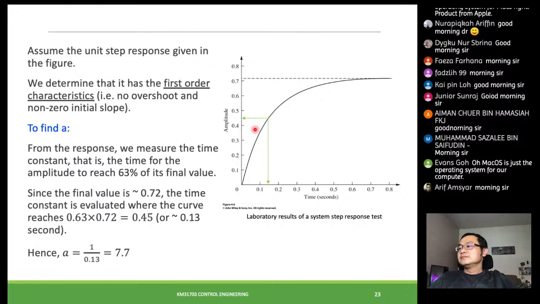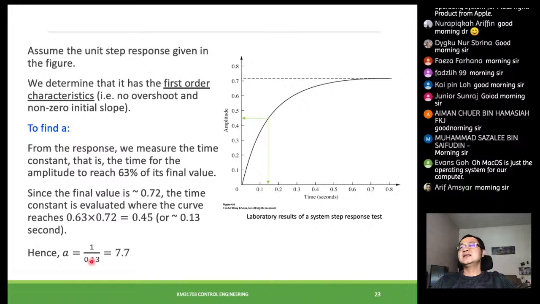from the final value. Let's say this is the final value, 63% of it, which is roughly 0.45. So from 0.45 we get this value, which is roughly 0.13 second. Then we get a equals 7.7. Once we get 7.7 as a, next we can get the k value.